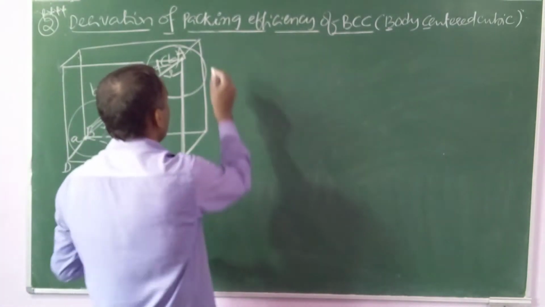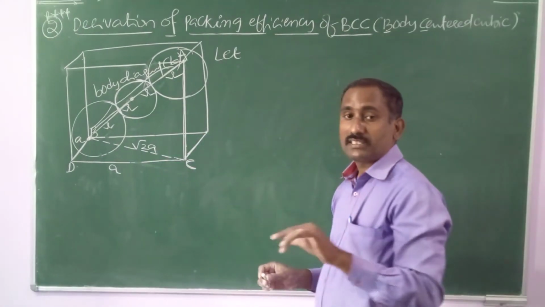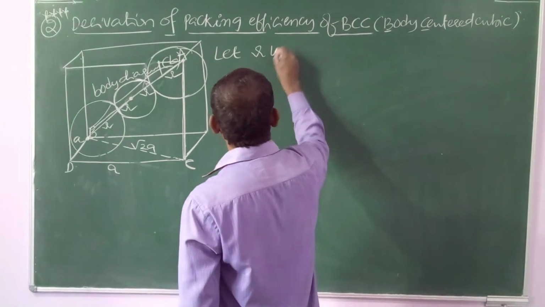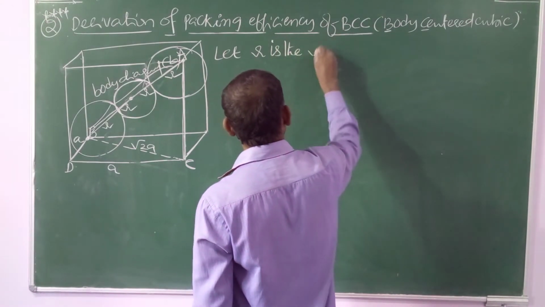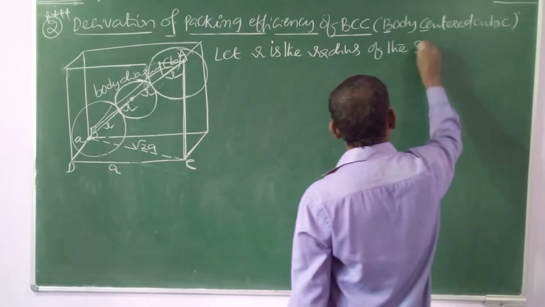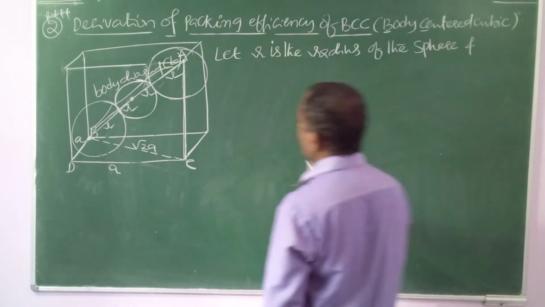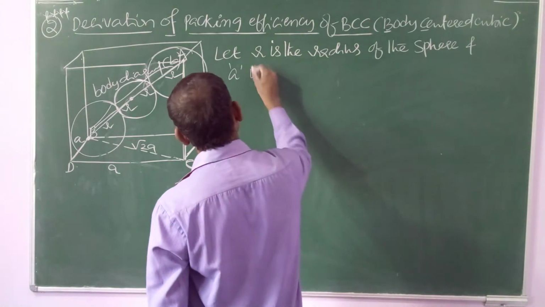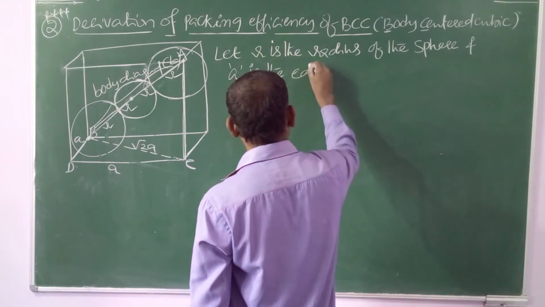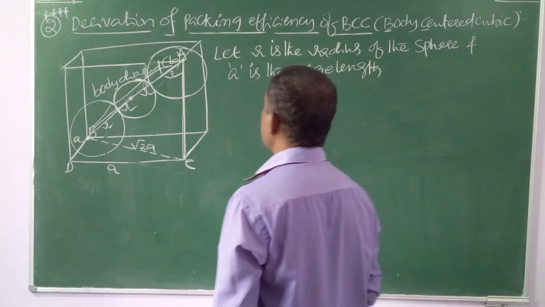Same explanation. First of all you have to write down what is meant by R and what is meant by A. Let R be the radius of the sphere and A be the edge length. A is the edge length. R is the radius of the sphere. A is the edge length.